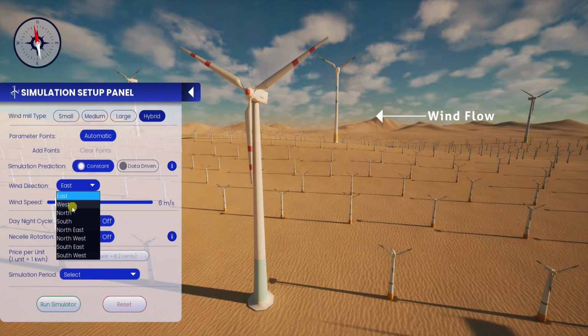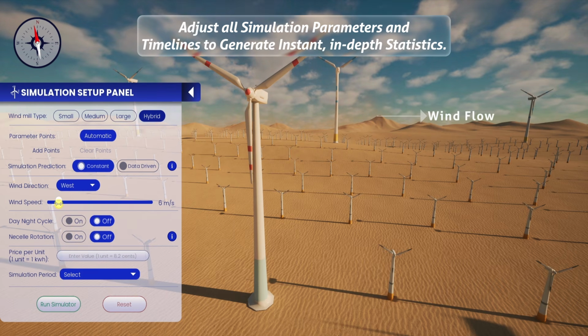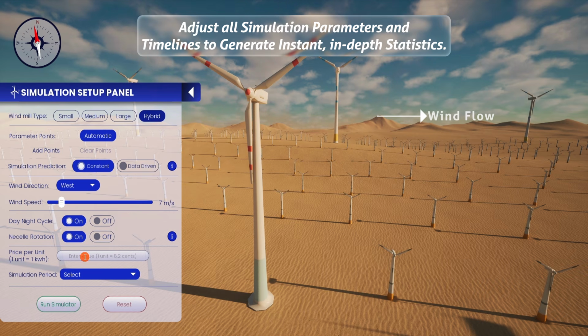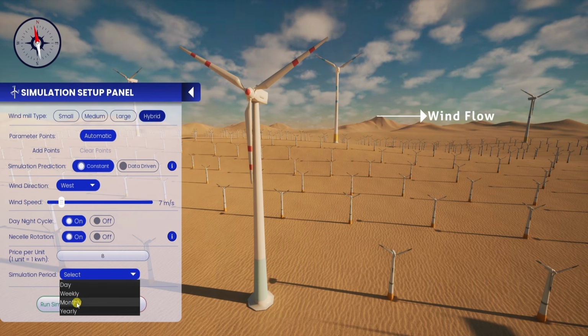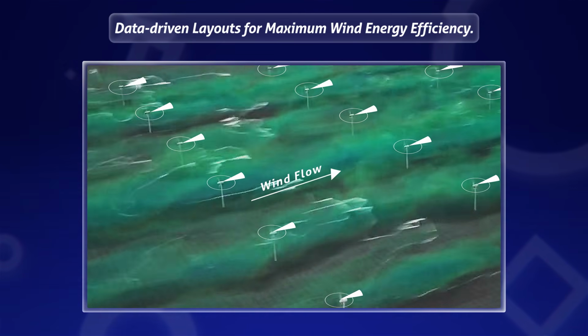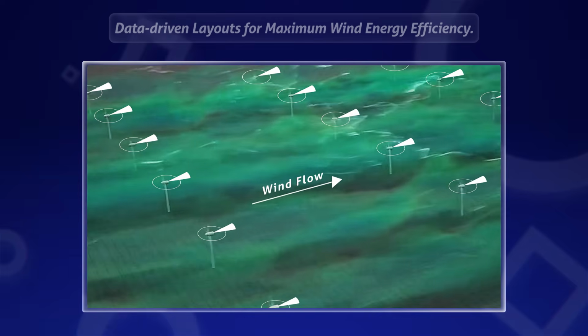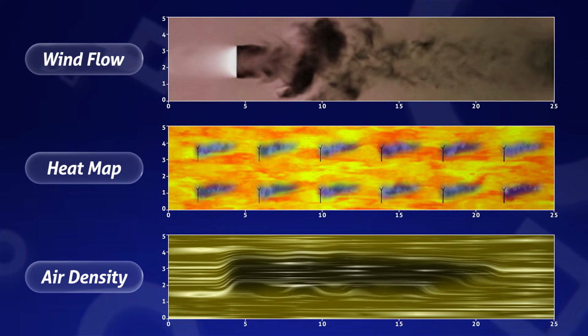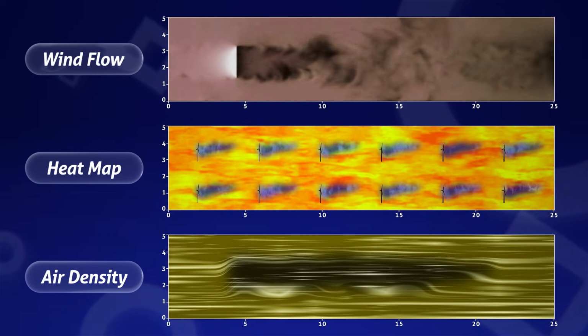You can fully customize wind speed, wind direction, the day-night cycle, and even nacelle rotation. Set your energy price and timeline. For example, we can run the simulation for 1 month to generate detailed statistics. Optimize layouts with real-time wind validation and granular mapping to transform deep statistical insights into maximum energy efficiency.